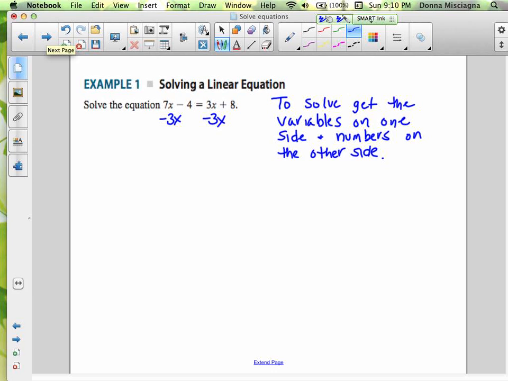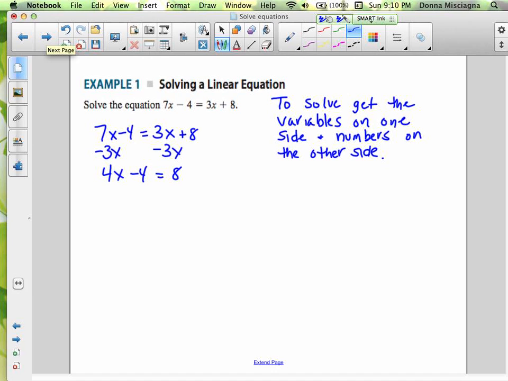Actually, you know what? I'm going to rewrite that just so that I'm not crammed up here. It's up to you whether you rewrite it. You don't have to. All right, so I'm going to subtract 3x from both sides. All right, that will give us 4x minus 4 equals 8.